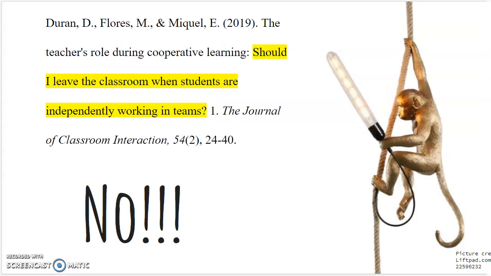And strangely enough, there actually is research. I ran across an article that says, "Should I leave the classroom when the students are working independently in teams?" I have a short answer for that. And by the way, the article has the same answer in all fairness. No, don't. Do not leave. Not only should you not leave students unattended, you don't want to just sit and mentally leave or physically leave.